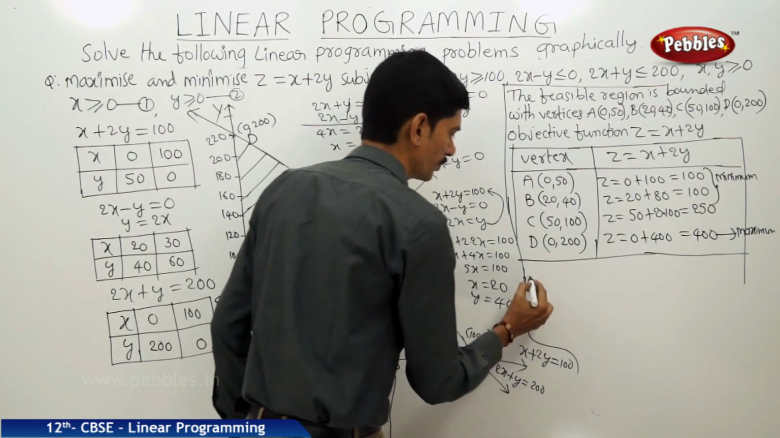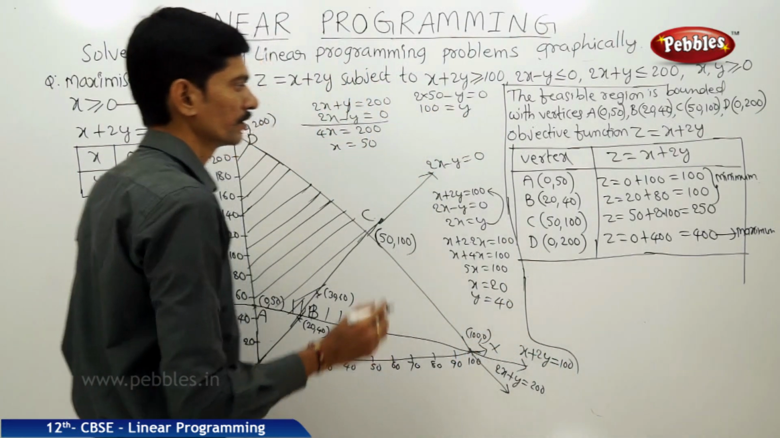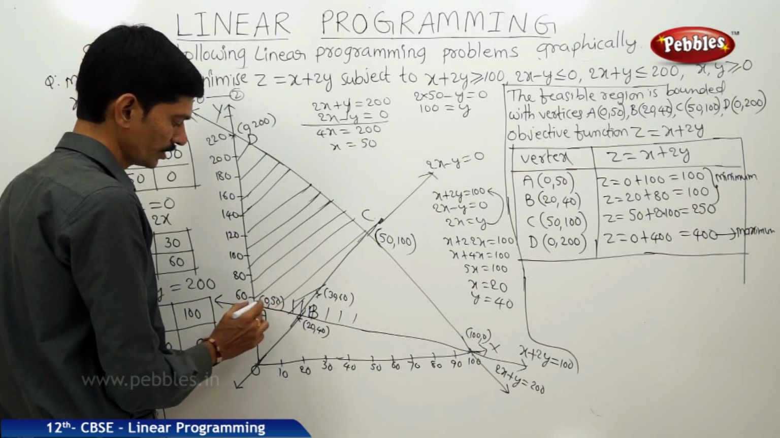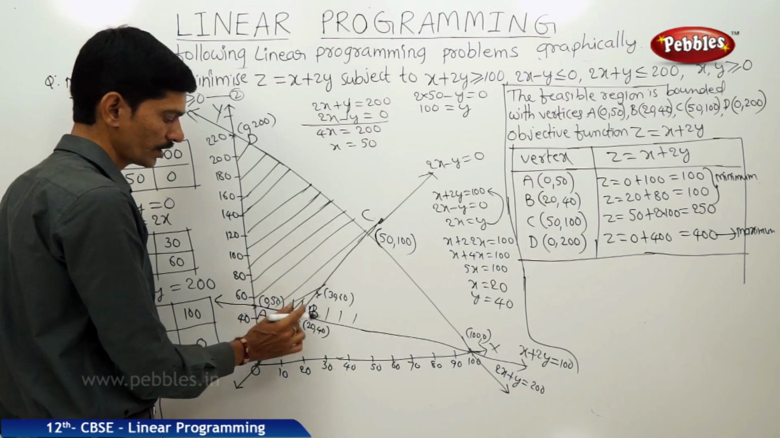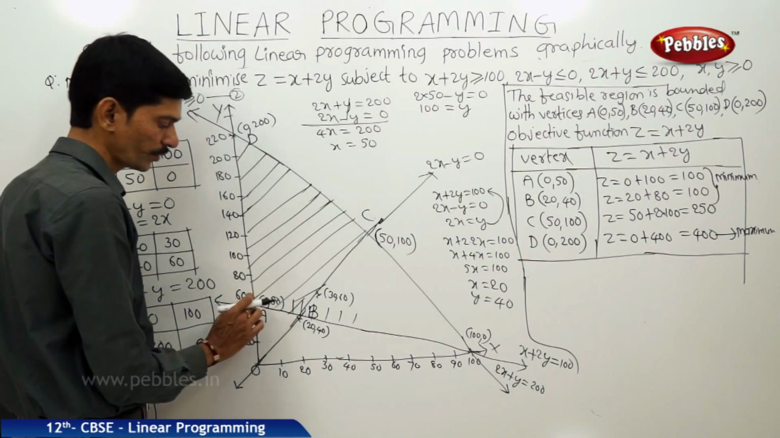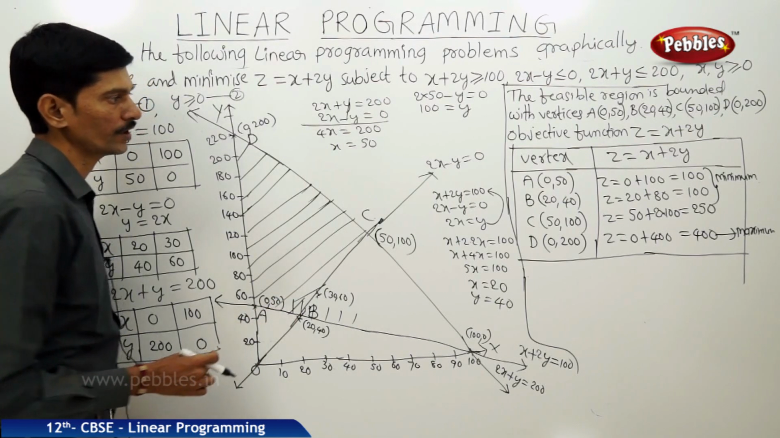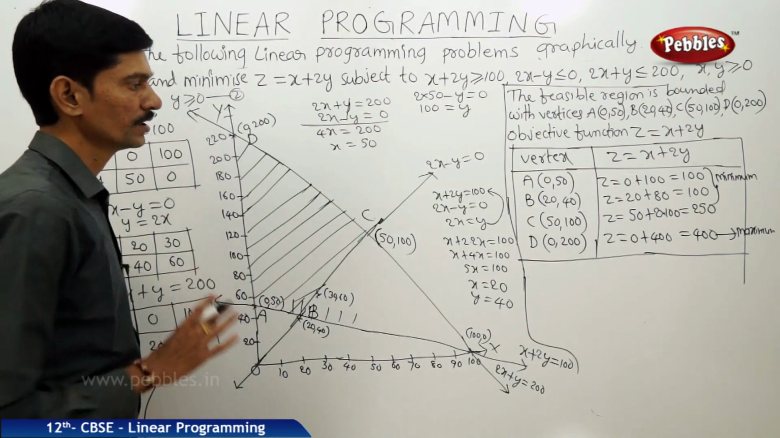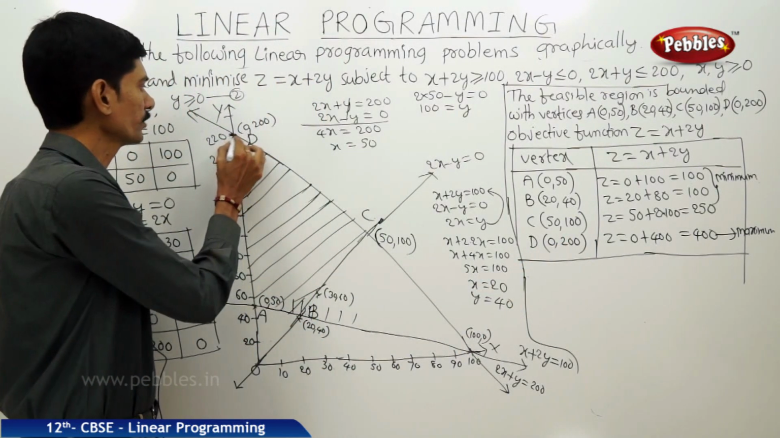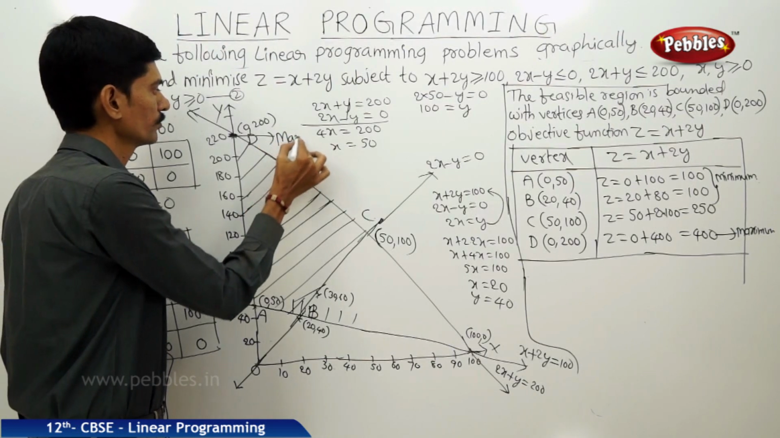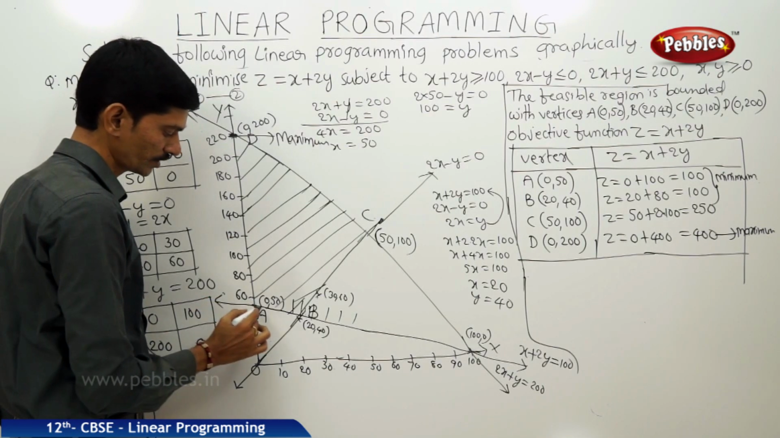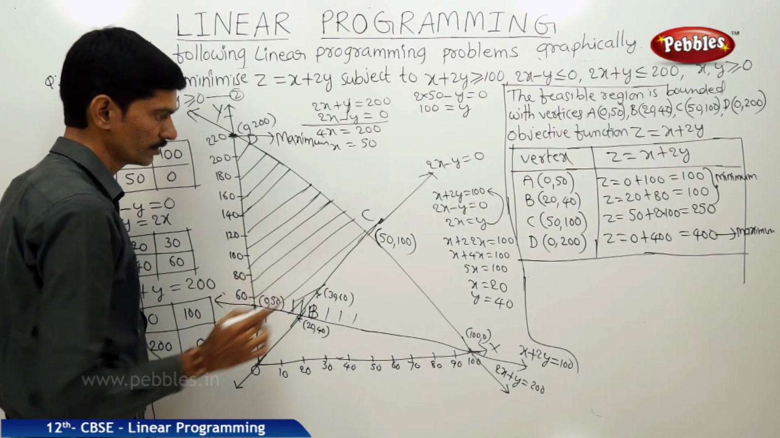So the minimum value, if you observe the points A and B, we are getting the minimum value at A and at B also. So on the line joining the two points A and B, everywhere we get the minimum value of the objective function z, but we get the maximum value at only one vertex, that is 0 comma 200. So here we are getting the maximum value, and on the line segment joining A and B, everywhere you are getting the minimum value.